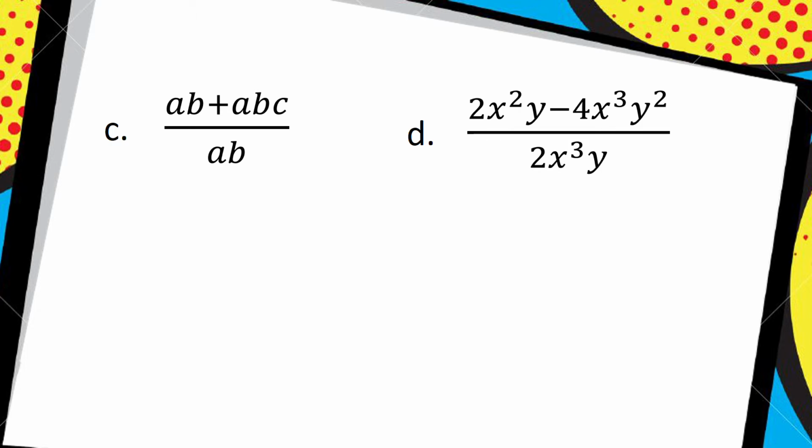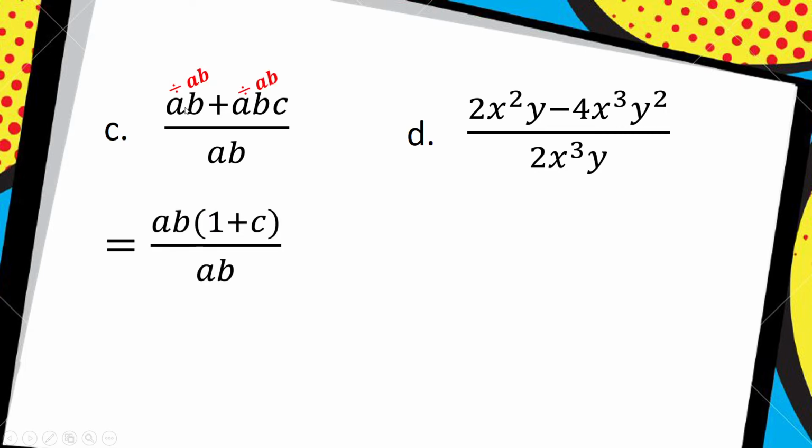Alright, so in the first one here, I can see there's a's in both terms, which I can divide through by, and b's in both terms, which I can divide through by. So if I take that out as a highest common factor, ab divided by ab is 1, and then abc divided by ab, the a's and b's will cancel, and I'm just left with the c. Then ab cancels with ab, and I'm just left with my answer, which is 1 plus c.